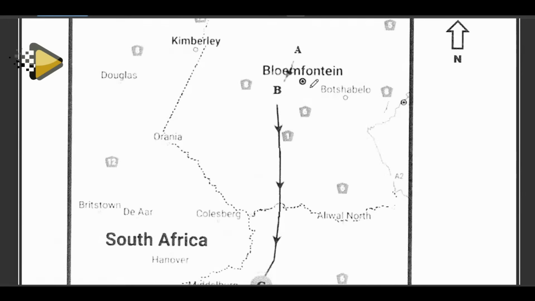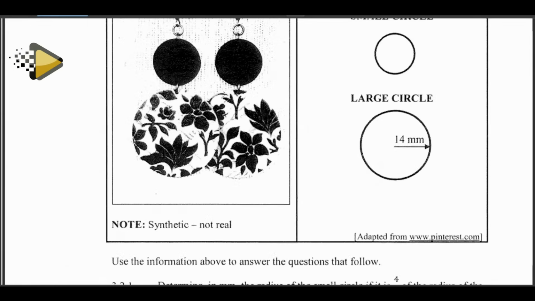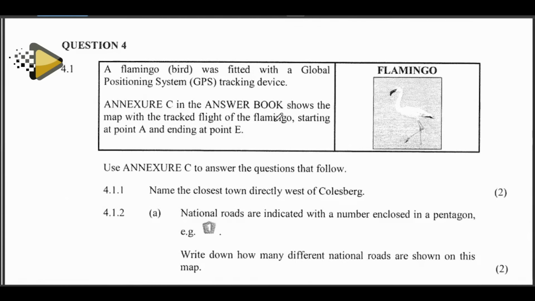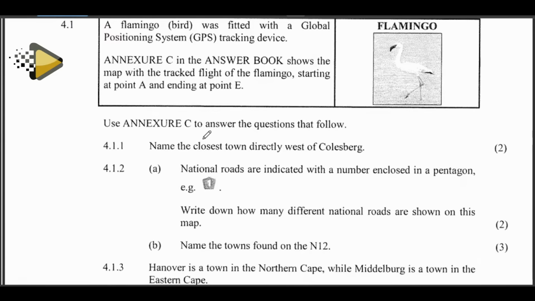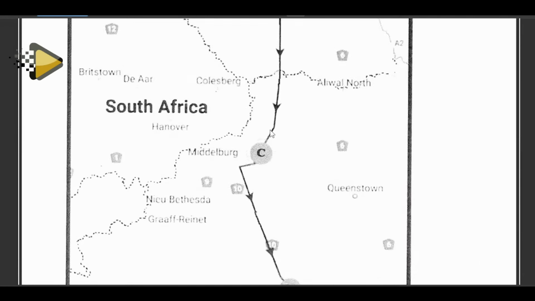So it started from A, then it ends at E. This is the end point. Anyway, let's start and see the question that they want us to do. The question says, name the closest town directly west of Kuruman. So we come here and check. Kuruman is here. Directly west, we have what? Daha.